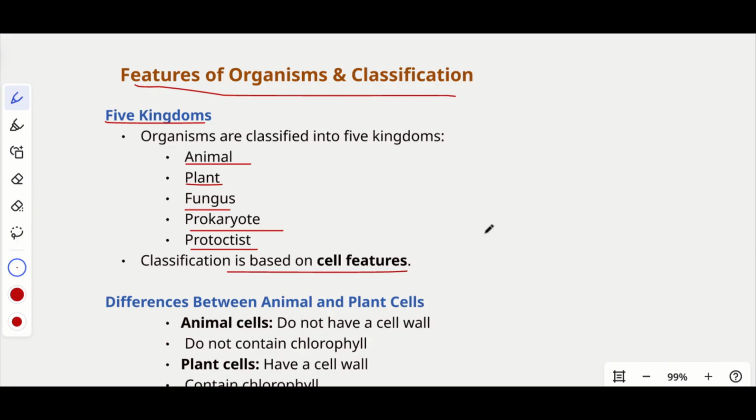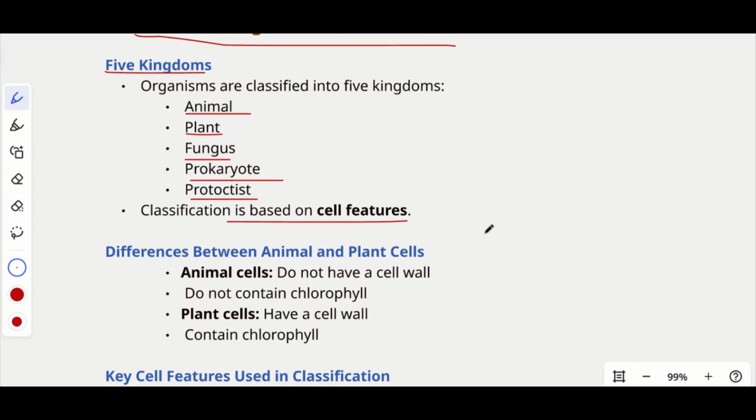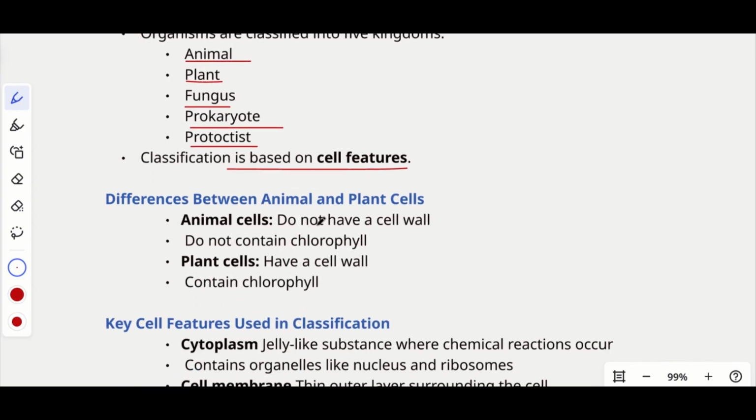For example, take the animal cell. It does not have a cell wall or chlorophyll. So you can compare the animal cell and plant cell. The animal cell does not have a cell wall or contain chlorophyll. But what about the plant cell? It has a cell wall and contains chlorophyll.